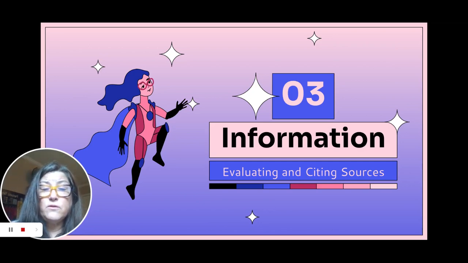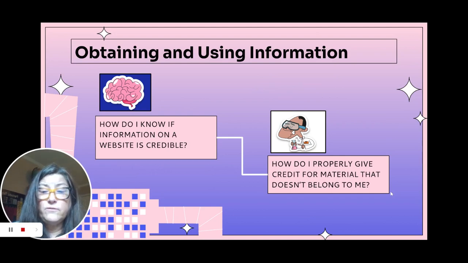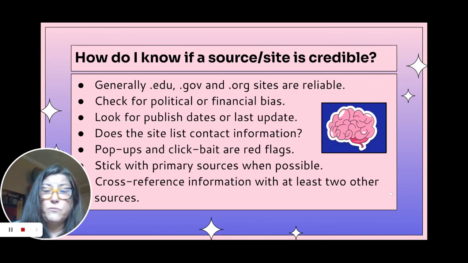So why do we go to the internet in the first place? Well, some of us go for entertainment and social networking, but in our classes, we normally go to the internet for information. So how do we know if the information that we find online is reliable or credible? And once I do find it, how do I give proper credit? Well, generally sites that end in .edu, .gov, .org, those are reliable sites. Not always. You should check these sites for political or financial bias and always look at the published dates.